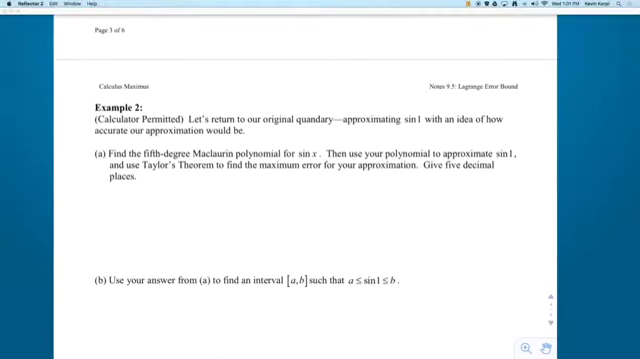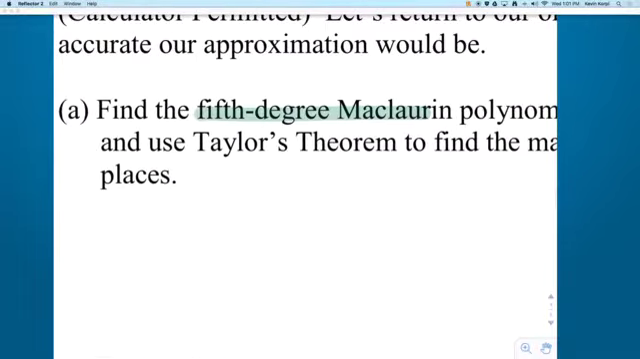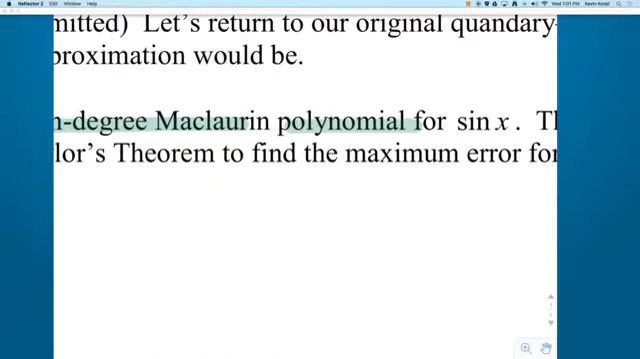Okay, so example 2. We're going to use a calculator for this one, but we're going to answer the original quandary that we were posed with at the top. How to approximate sine of 1, and how accurate is that approximation going to be? So that's what question 2 says. It says to first find the 5th degree Maclaurin polynomial for sine of x.